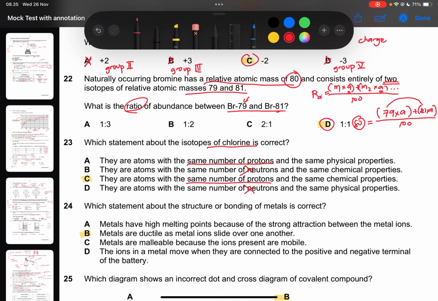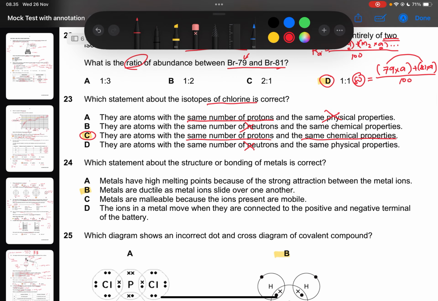Now, the physical properties can be dependent on the mass, or the mass number rather. So in our statement here, we are expecting that the isotopes should have the same chemical properties, okay, but not physical properties. So the correct answer is A. Sorry, the correct answer is C.